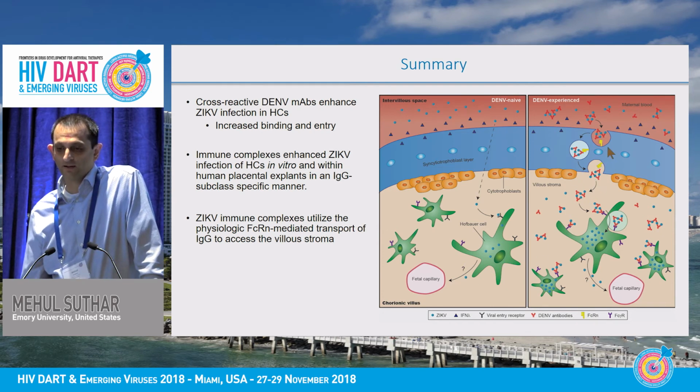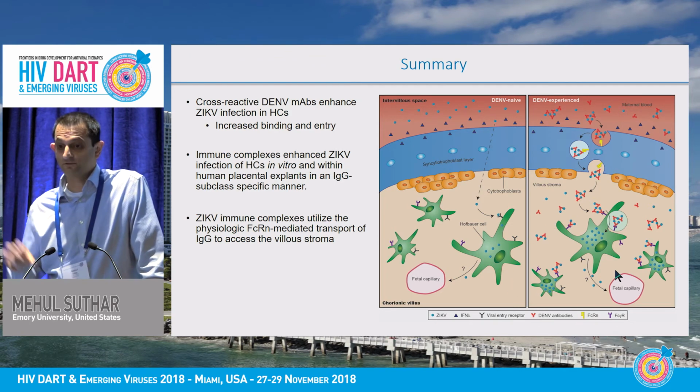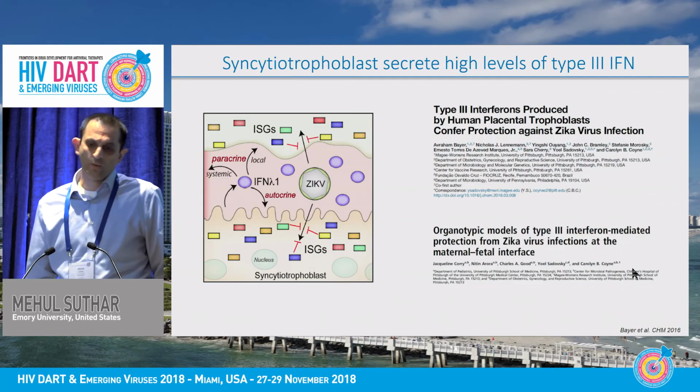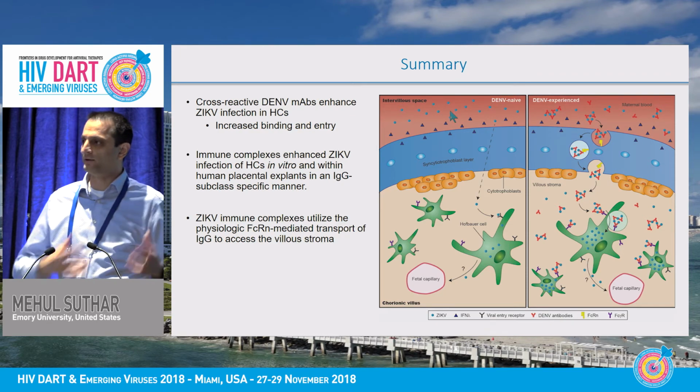These immune complexes not only allow the virus to get across this placental barrier, but now it just increases the likelihood of seeding that placenta, so many more Hofbauer cells may get infected. We next wanted to ask what about some of the host response that's found within the placenta.